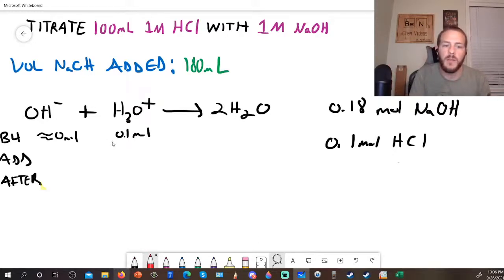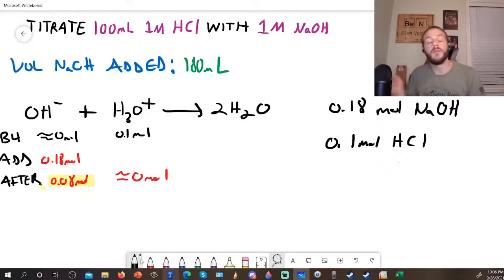So we're going to set this up here. 0.18 moles of hydroxide is what I add to this. Of course, since it is in excess, it's going to neutralize all of our hydronium, leaving us with virtually no hydronium ion, and 0.18 minus 0.1, which is 0.08 moles of hydroxide. That's our amount of hydroxide. But of course, we need to convert that into a concentration by dividing by the total volume.